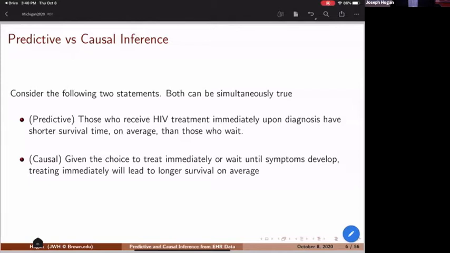But the causal question is, given the choice to treat immediately or wait until symptoms develop, would treating immediately lead to longer survival on average? These two things can simultaneously be true. At the time of the decision to treat, it could be true that for a given individual, treating is better than not treating. But it can also be true that in a big aggregate set of data where the decision to treat was stochastic, in the sense that treatment is being given to sicker people, those who receive the treatment survive for less time on average. This is a classic description of confounding, but I'm just trying to draw these distinctions and ease into it, because I think a lot of statisticians find this intuitive.